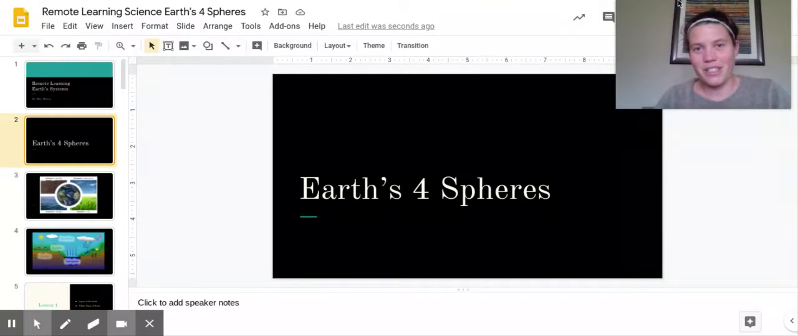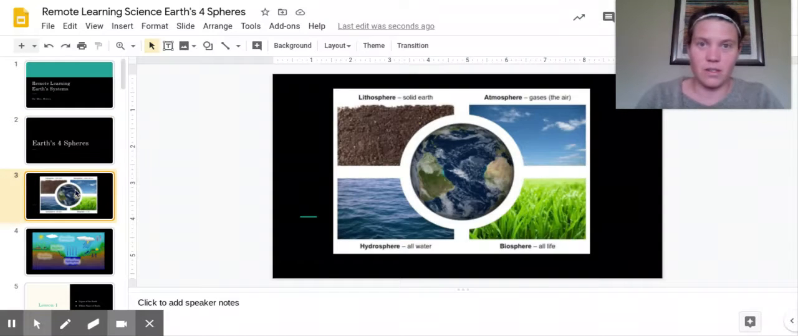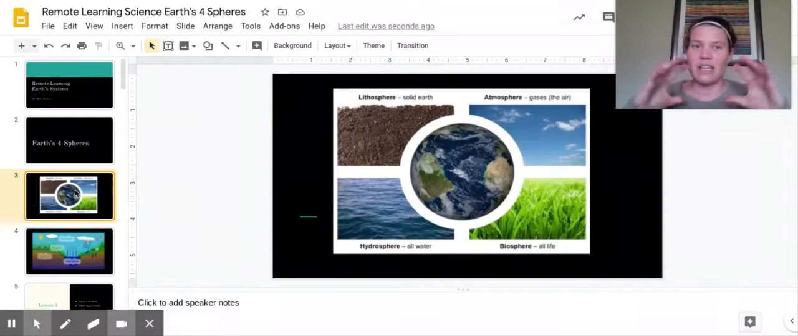Hi, boys and girls. We're going to talk about Earth's four spheres. As you know, Earth is a sphere on its own, which is a three-dimensional circle. And we as scientists can divide it into four spheres. The first of those spheres is the lithosphere. That means everything like the crust, the solid Earth.